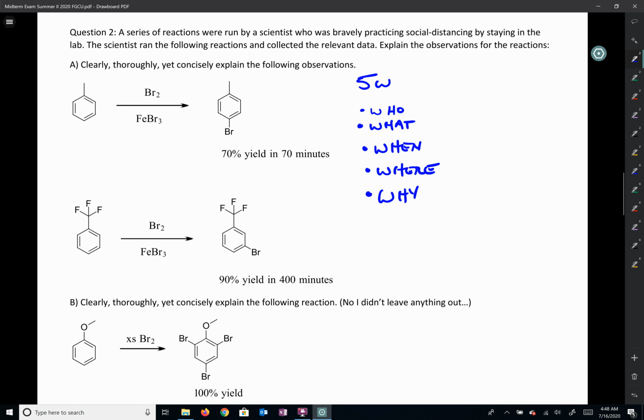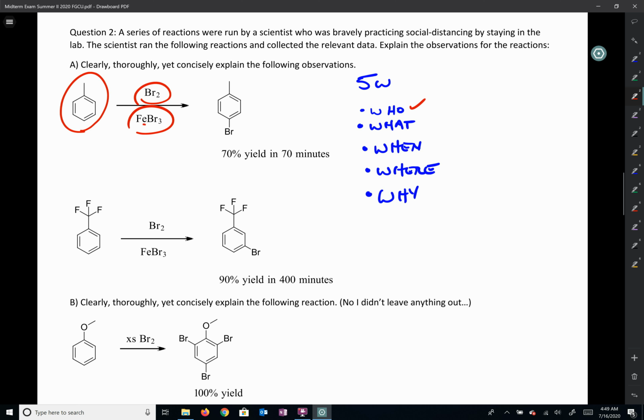So let's see if we can find where or how we can answer all 5 of these points, okay? So if I think about the who, I'm thinking about what is our substrate. What is getting reacted? Well, we've got an aromatic ring, we've got a bromine, and we've got a catalyst here. So those are the who that are involved. So part of your answer should be analyzing that.